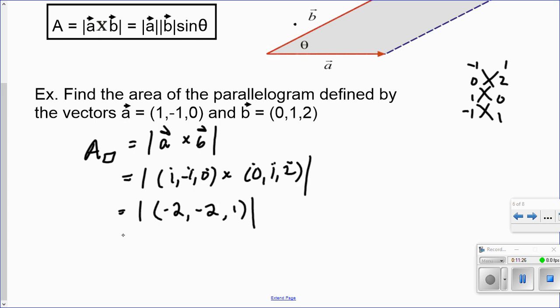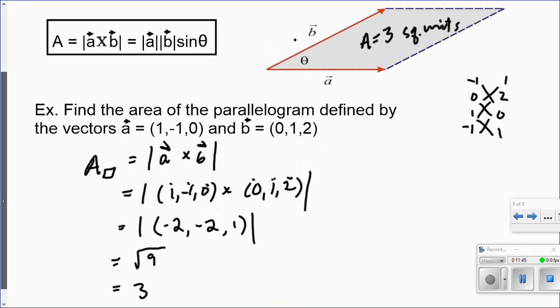Now the magnitude of this is 4 and 4 and 1. So that's the square root of 9, or we know that to be 3. So the area of this parallelogram, sorry, I'm just going to call it 3 square units. That's not a hard calculation to do when I'm given vectors.